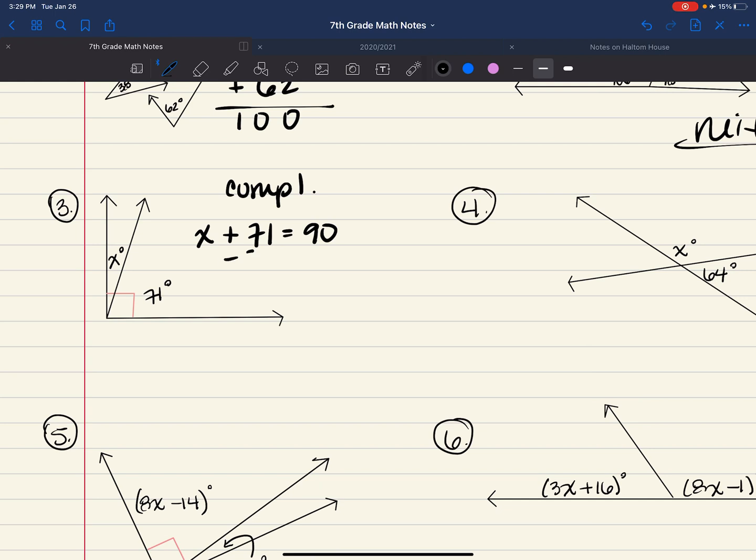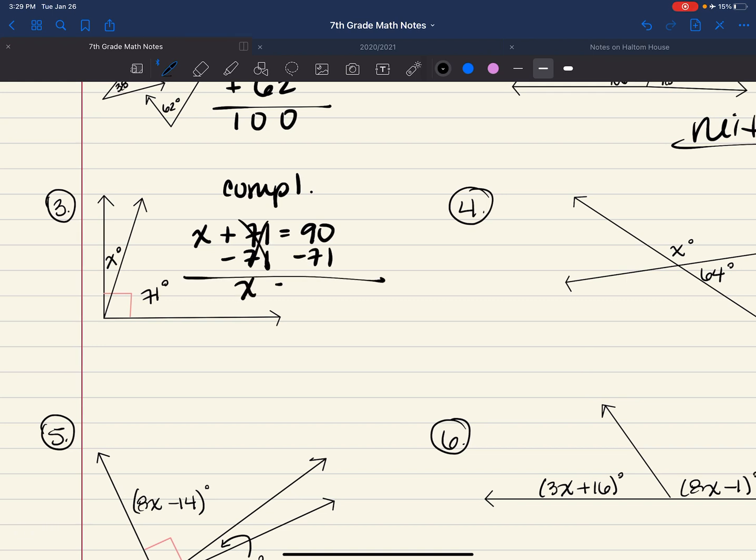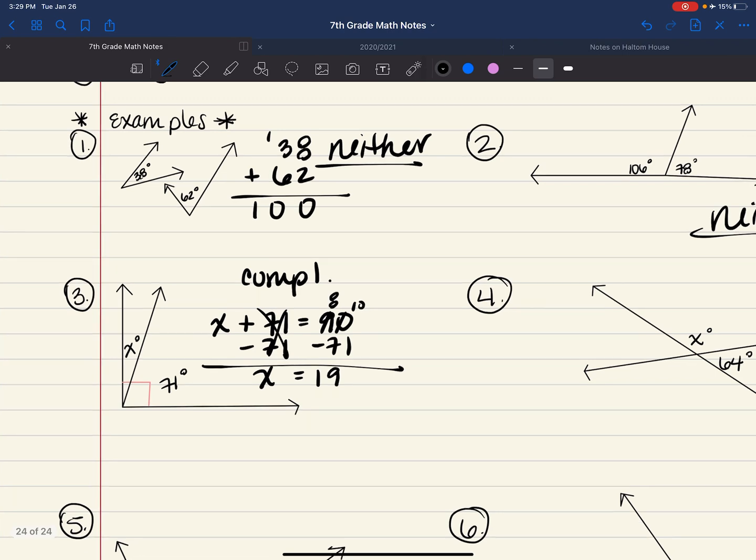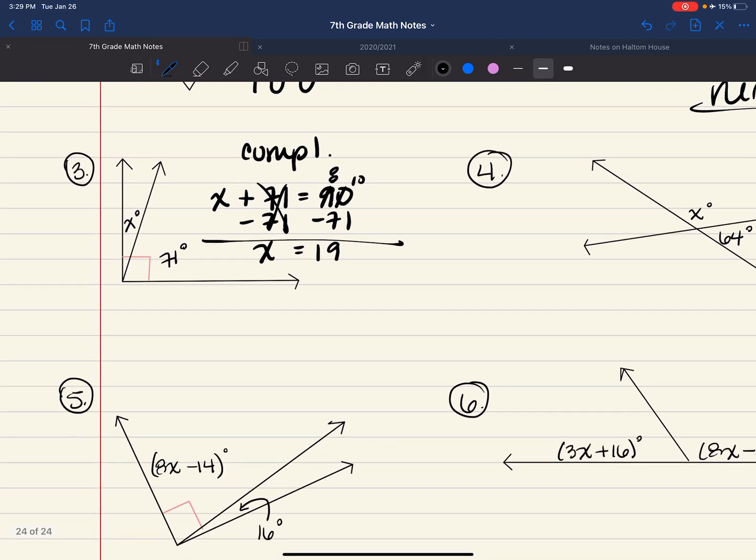I see adding, I'm going to do subtracting. That cancels out, bring down my x, bring down my equal sign. I know mentally 91 minus 71 is 20. Therefore, 90 minus 71 is 19. But let's do some borrowing just to make sure. 10 minus 1 is 9. 8 minus 7 is 1. Checks out. Now, for me to double check this, I would add 71 plus 19, and that should come out to 90. And it does. So I know x equals 19.